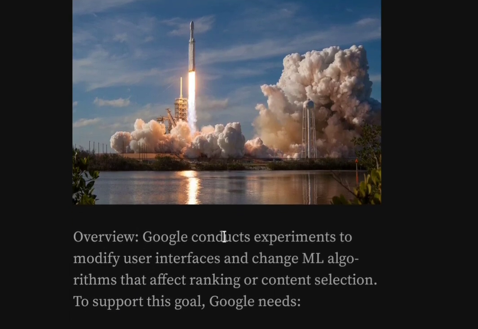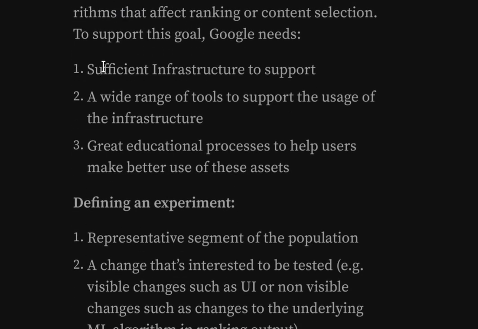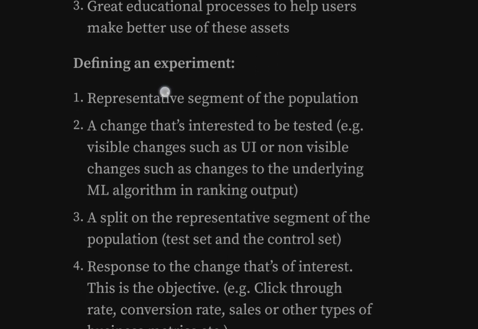Overview. Google conducts experiments to modify user interfaces and change ML algorithms that affect ranking or content selection. To support this goal, Google needs: 1. Sufficient infrastructure to support it. 2. A wide range of tools to support the usage of the infrastructure. 3. Great educational processes to help users make better use of these assets.